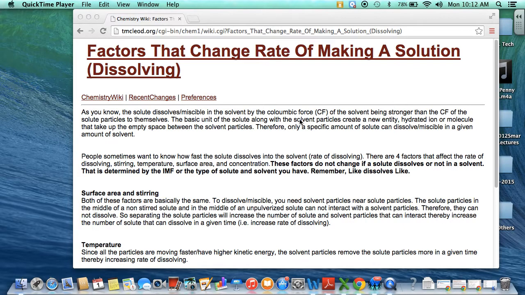Hello, this is a video on factors that affect the rate of dissolving, or making a solution. This is asking how fast, in time, it takes to dissolve something. It's not how much you can dissolve in a given solvent. We've already talked about that. So there are actually four factors, and I lump two of them together.